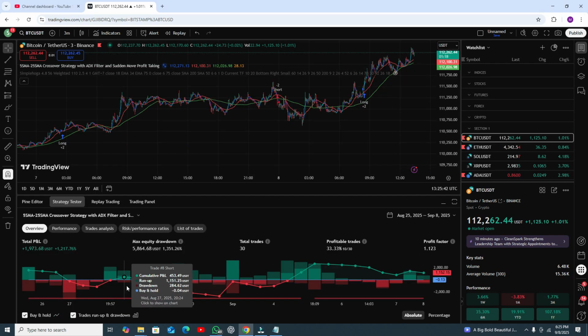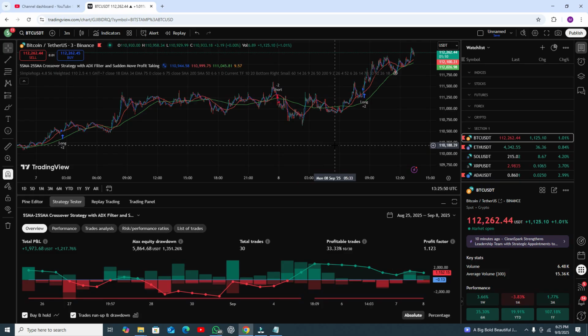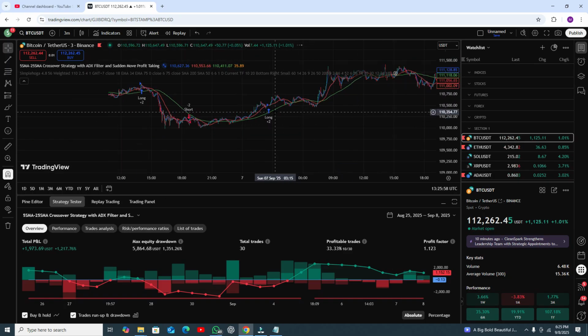Hopefully you are fine. In this video I will give you an indicator that is available free of cost in TradingView, and this is the result of this indicator you can see here. This one sell position gives you a good profit. The sell and buy positions here, this one and this one, and so on.